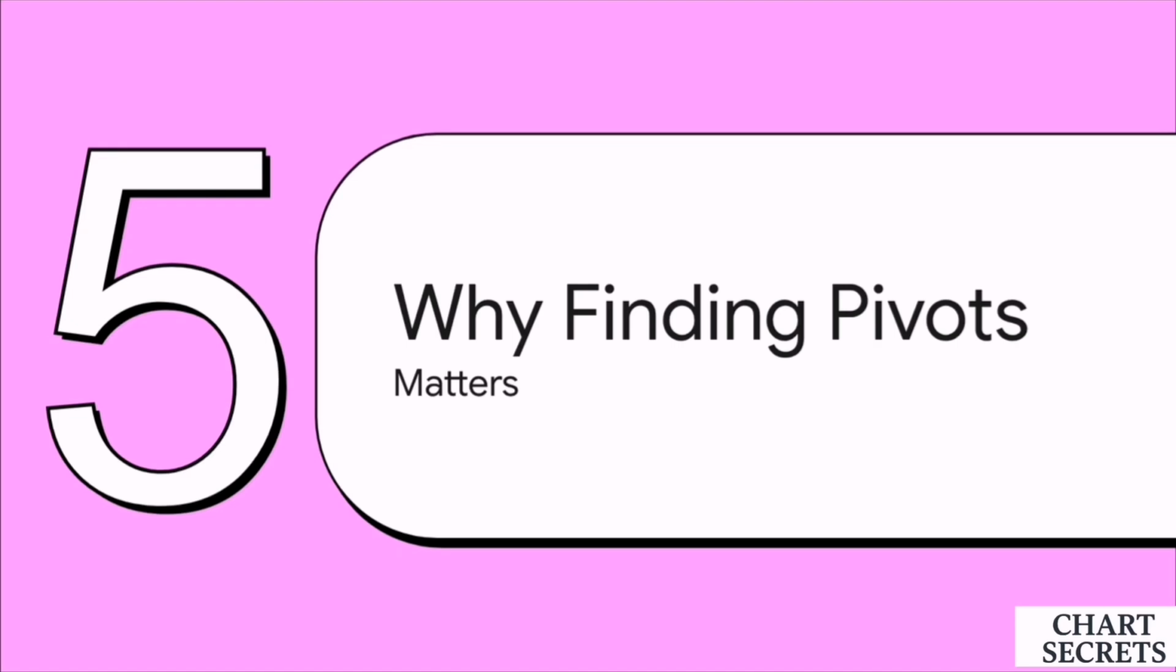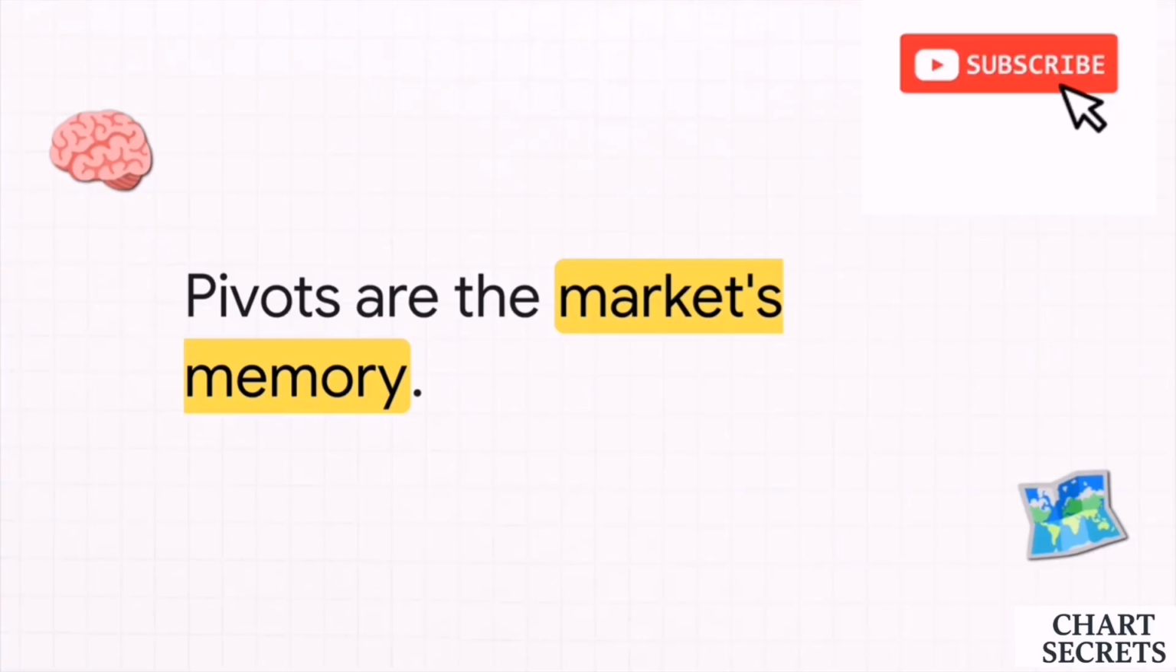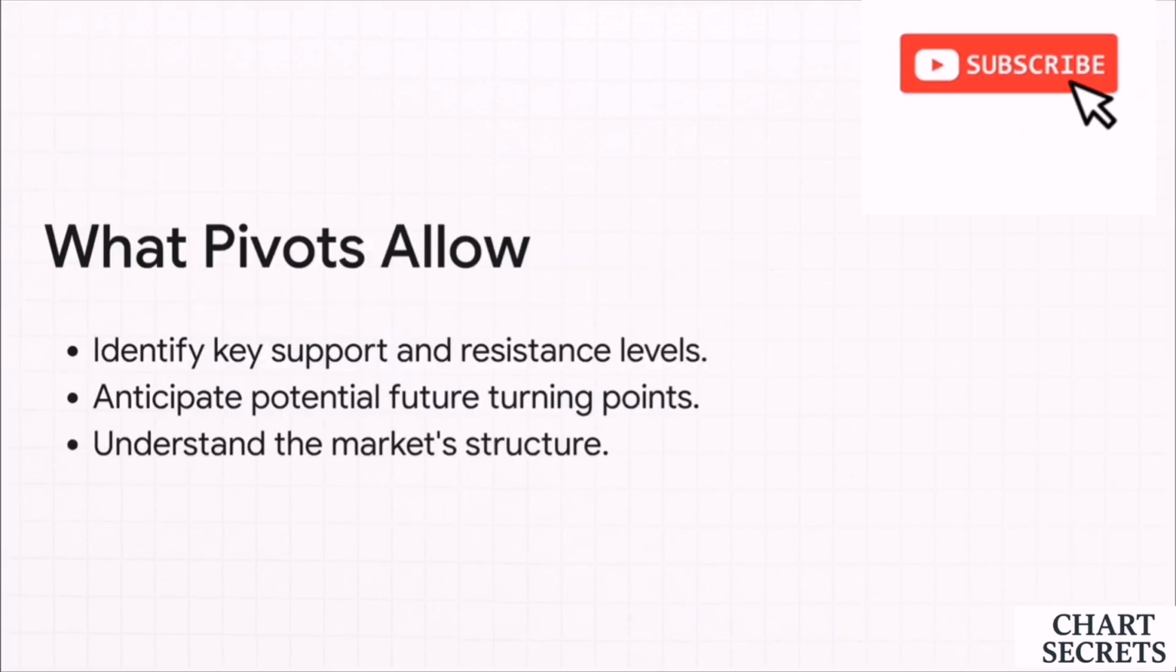Well, it all boils down to one really cool concept. Here it is, maybe the most powerful way to think about it. Pivots are the market's memory. The peaks and valleys you identify aren't just random blips. They become historical landmarks that the price will often remember and react to in the future. By finding these pivots, traders can basically draw a map of the market. They can identify the key floors, which we call support, and the ceilings, or resistance, where price might struggle. It helps them anticipate where the next turn might happen, and maybe most importantly, just helps them understand the underlying structure of the market story.